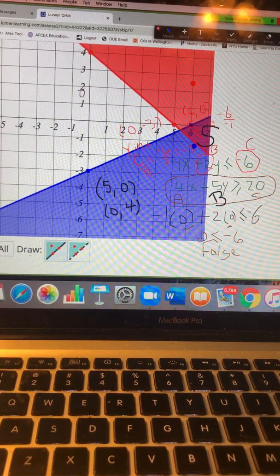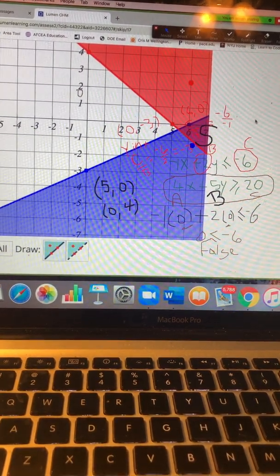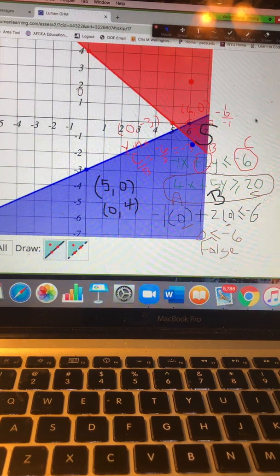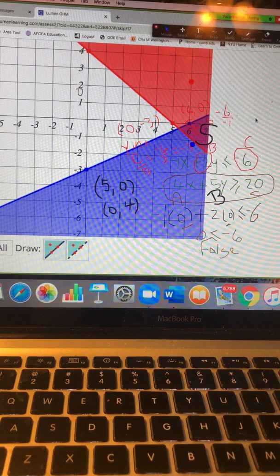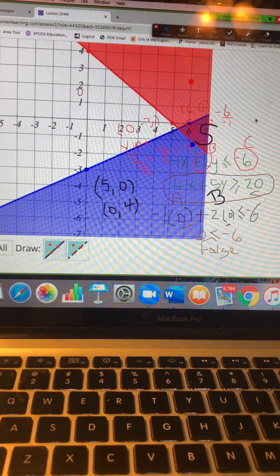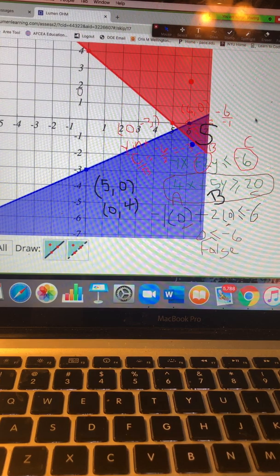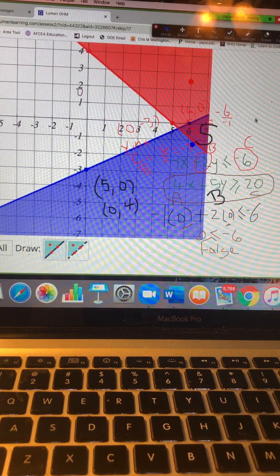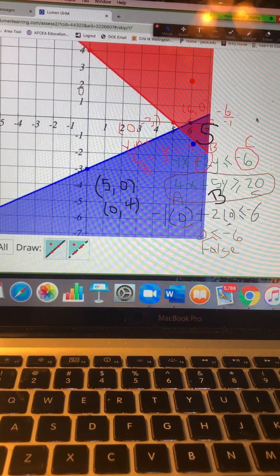I wish I could do more on this particular topic, but we only meet for 2 hours, and I can't make the video much longer than the time that we have for class because I have to go over this in class. So these are your examples for systems of linear inequalities.